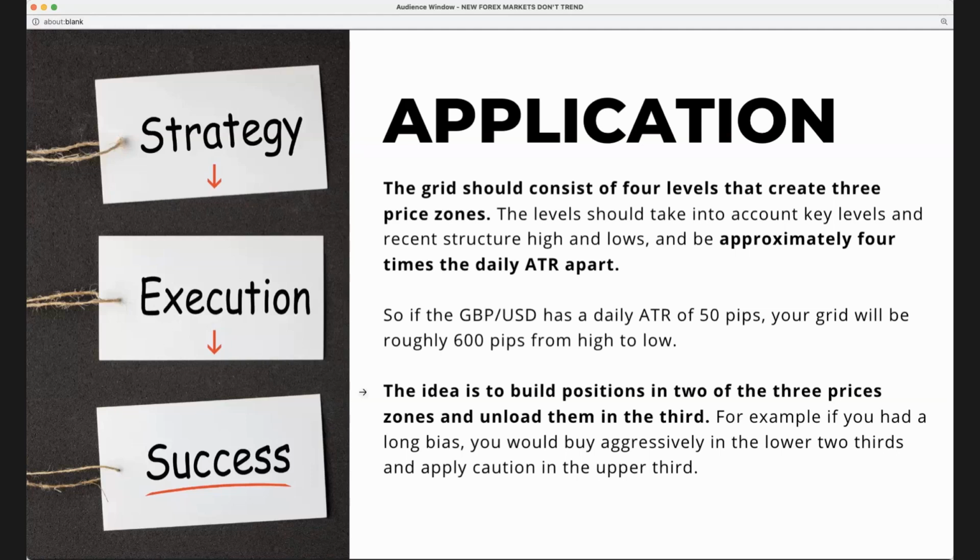Now, the idea is to build positions in 2 of the 3 price zones and then unload them in the 3rd. So for example, if your directional bias is up, so you think the market is going to appreciate in value, you're going to want to buy positions in the first 2 zones. Remember, we've got 3 zones here. So in the first 2 zones, we want to be buying positions. When we get into the 3rd zone, we want to be taking profits. And that's how we do it again and again until our directional bias changes, and then we go in the opposite direction.